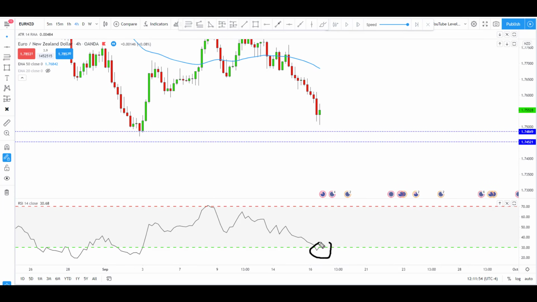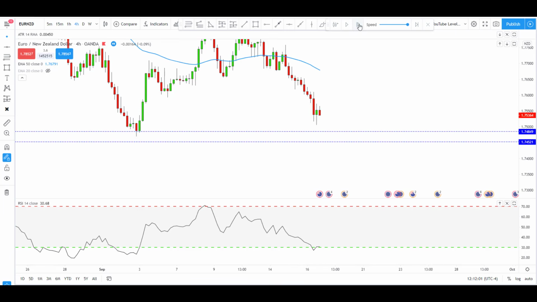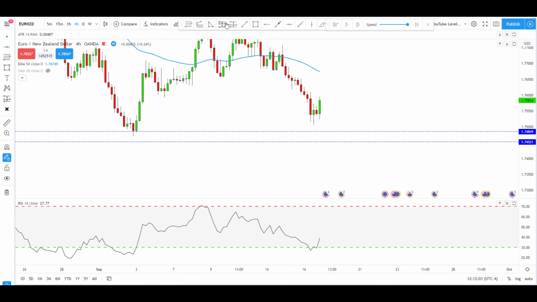Yeah, we have oversold markets. We have a market that's pushing down, but it's got to pop up, right? We're oversold. So I would wait on a big green candle. There's my big green candle. Okay, I'm in the trade.